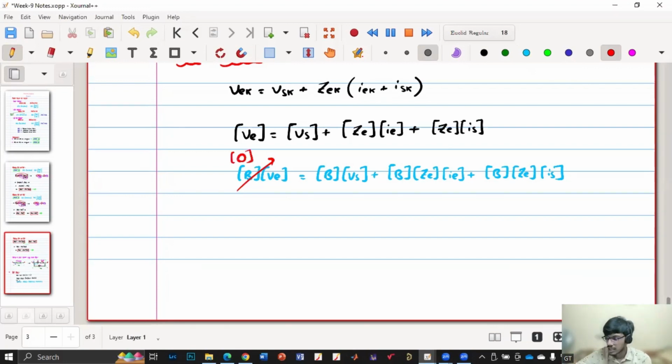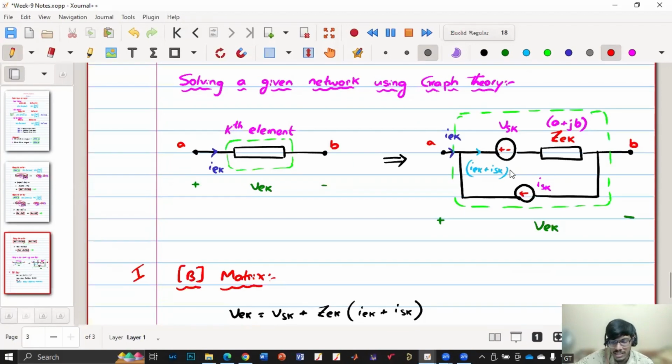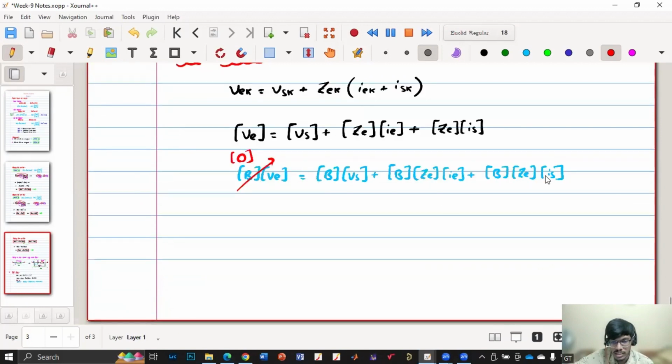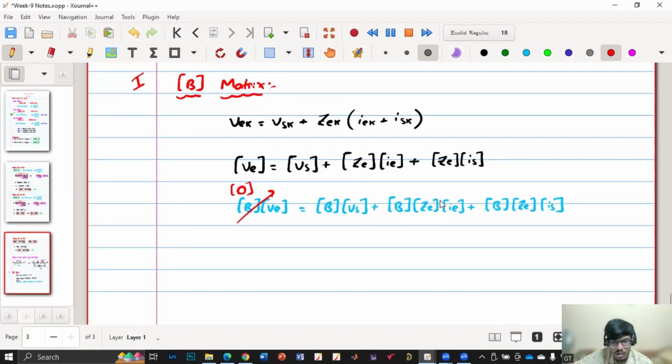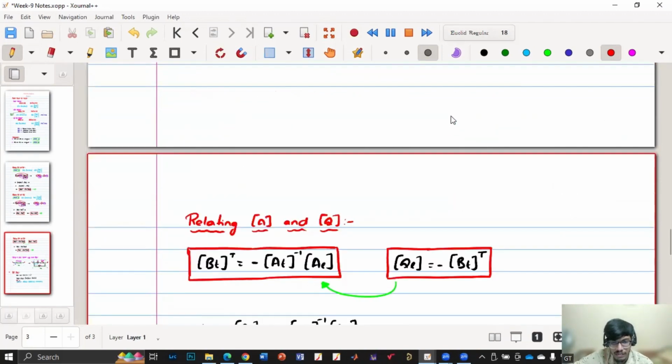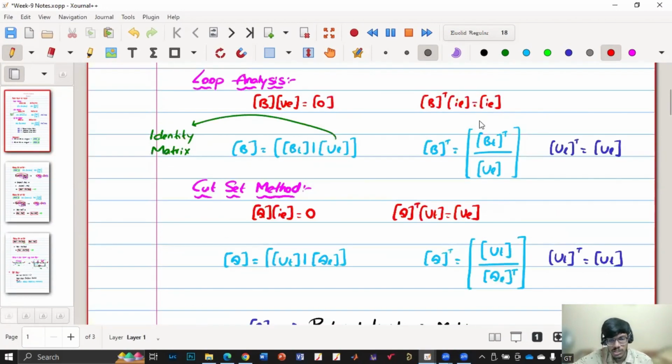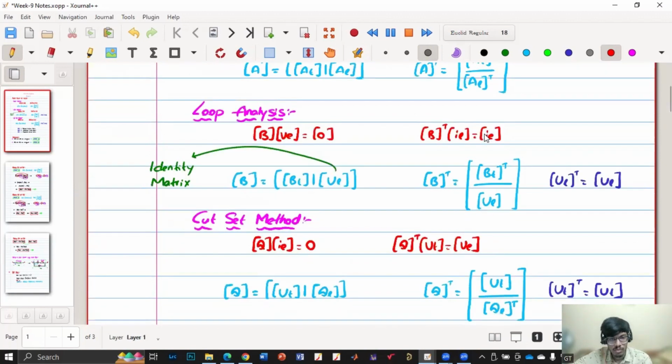Now in the RHS, what is the unknown? In this case, what is given? V_Sk is given, Z_Ek is given, I_Sk is given. We have to find I_Ek, right? So what is the unknown in this entire expression? I_E, right? So I_E is our unknown. And if you see the equation over here, I_E is what? B transpose into I_L, right? So I will be substituting that.